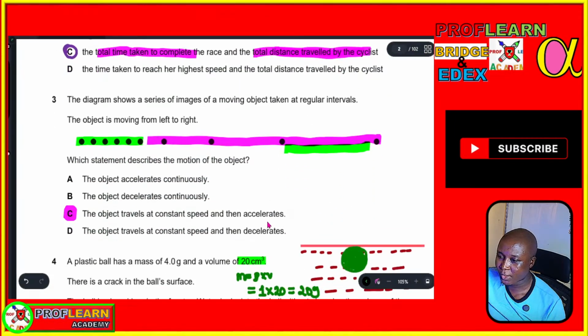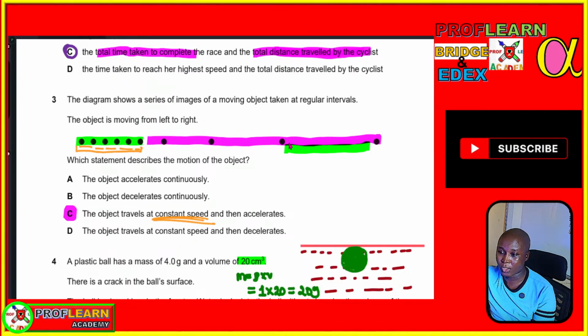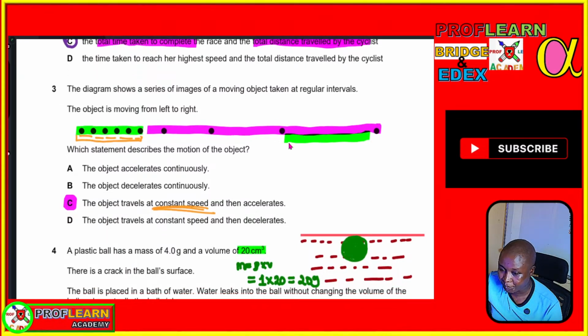The diagram shows a series of images of a moving object taken at regular intervals of time, and you can see here we are having equal distances. From here to this, we have equal distance, so that means the object was moving at a constant speed at that point. And then here the distance is increasing, so the object started increasing its speed. That's why you can see the dots quite spaced out. So the object traveled at a constant speed and then accelerates.